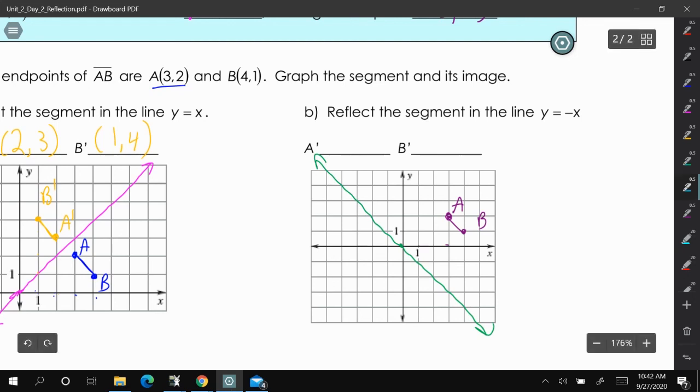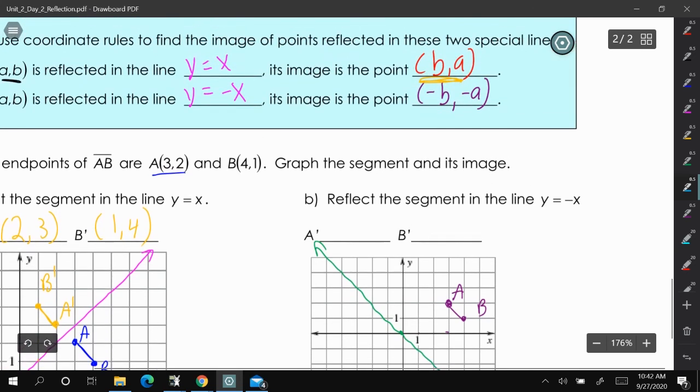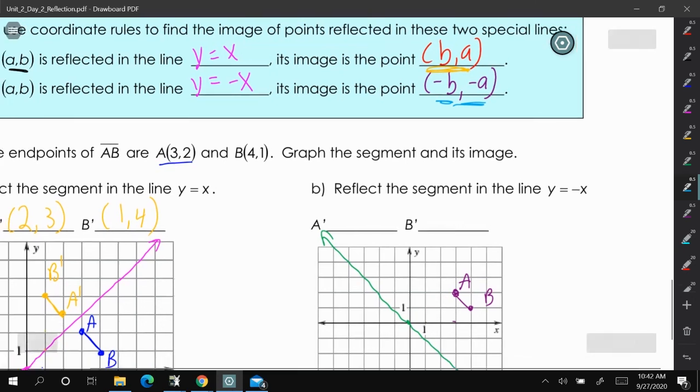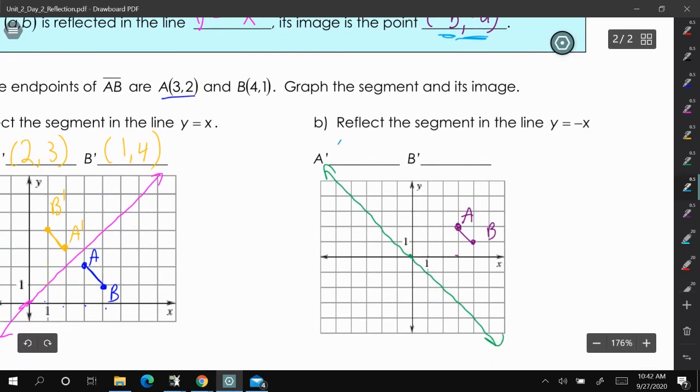And the rule for that is you take the x and y coordinates, you switch places, and you change signs, either from positive to negative or negative to positive. So A prime would become (-2, -3), and B prime would become (-1, -4). So (-2, -3), so there's A prime. And here is B prime.